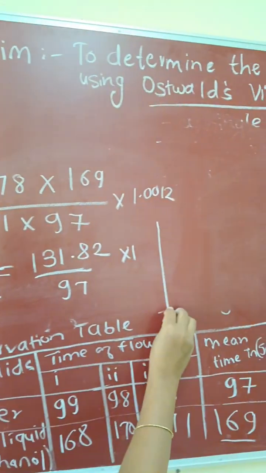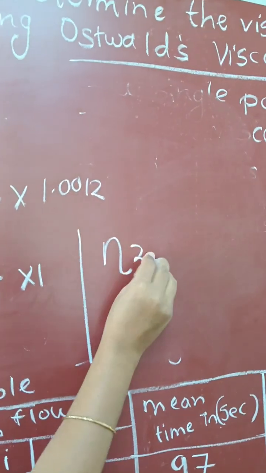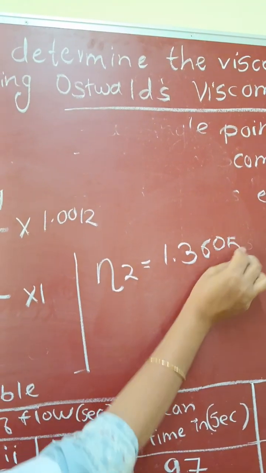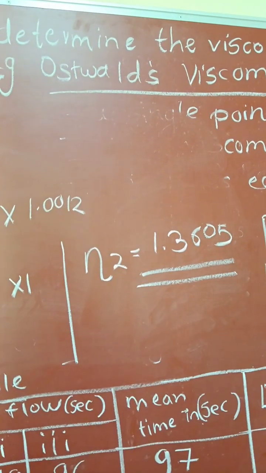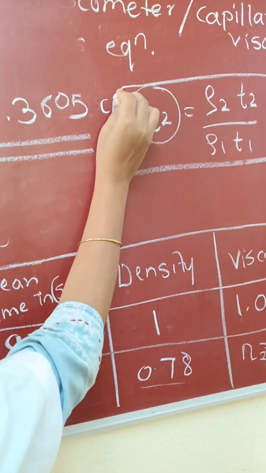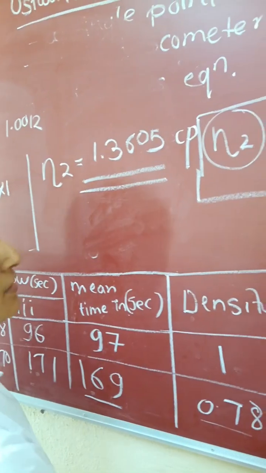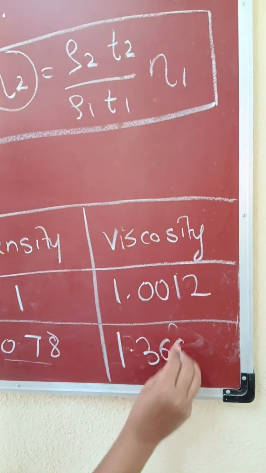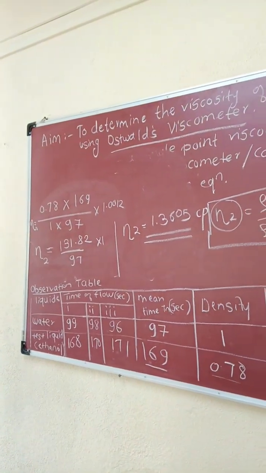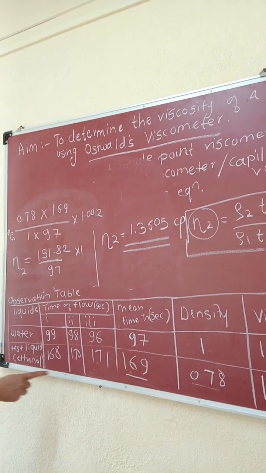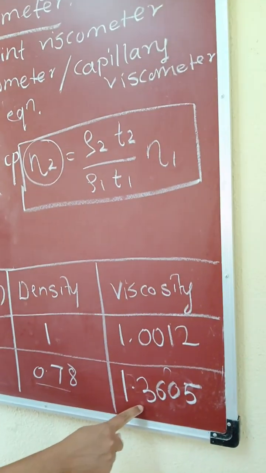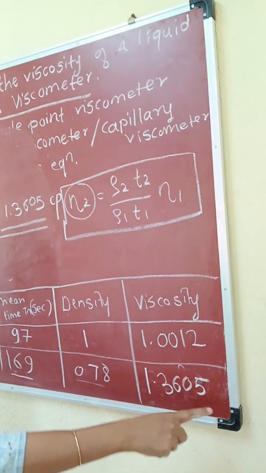Therefore, the viscosity of the test liquid is 1.3605. The viscosity is in centipoise or poise, so we have to write it as centipoise. The test liquid, 1.3605. So the result will be: the viscosity of the test liquid by Ostwald's viscometer was found to be 1.3605 centipoise.